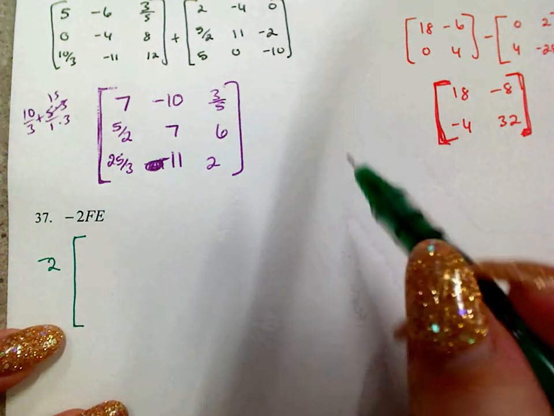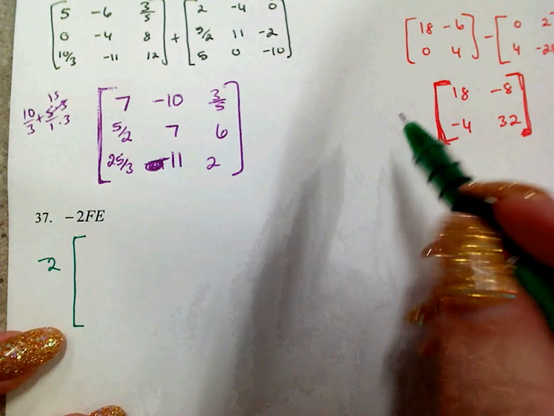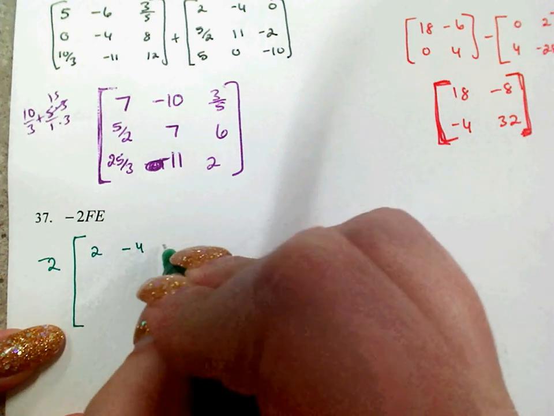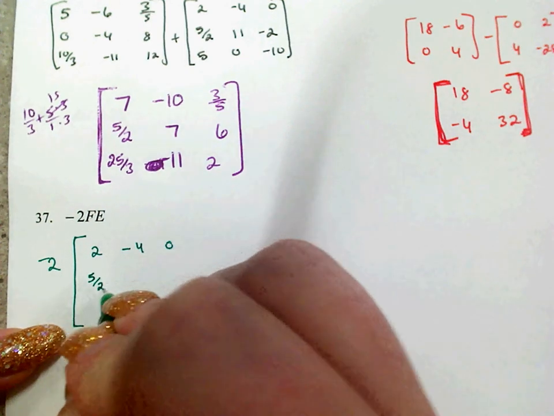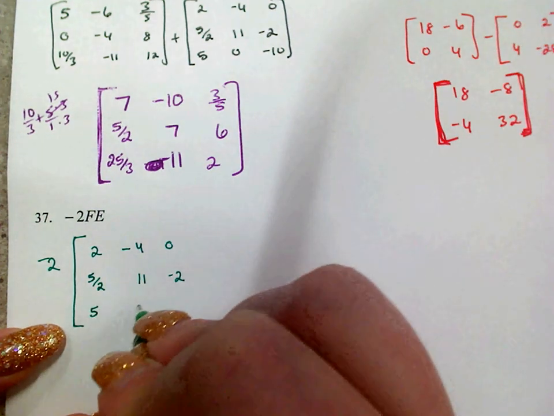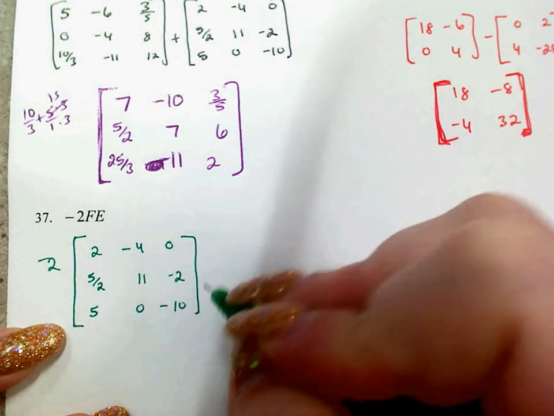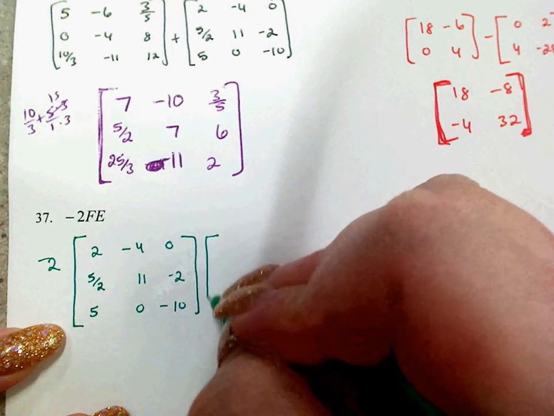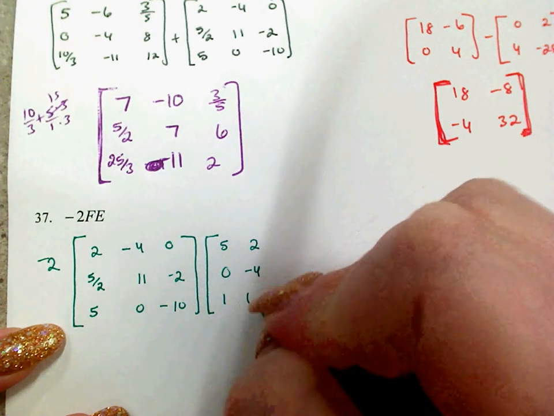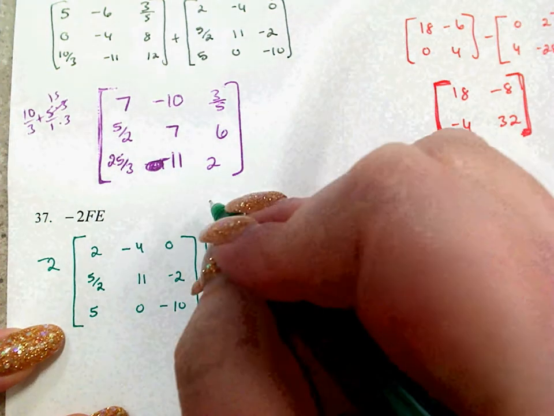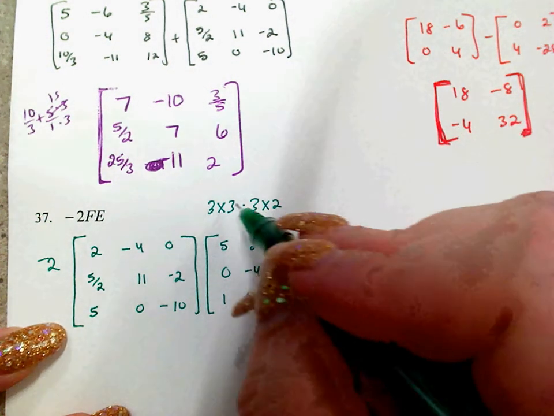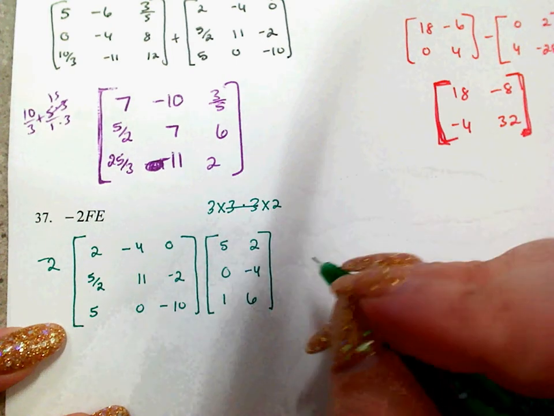Alright, so F is 2, negative 4, and 0. 5 halves, 11, and negative 2. 5, 0, and negative 10. And we're multiplying that times E, which is 5, 2, 0, negative 4, 1, 6. And let's make sure that we can do that. We're multiplying a 3 by 3 by a 3 by 2. We can do that because the inner dimensions match, and then the answer would be a 3 by 2. So I know my answer is going to be 3 rows and 2 columns.